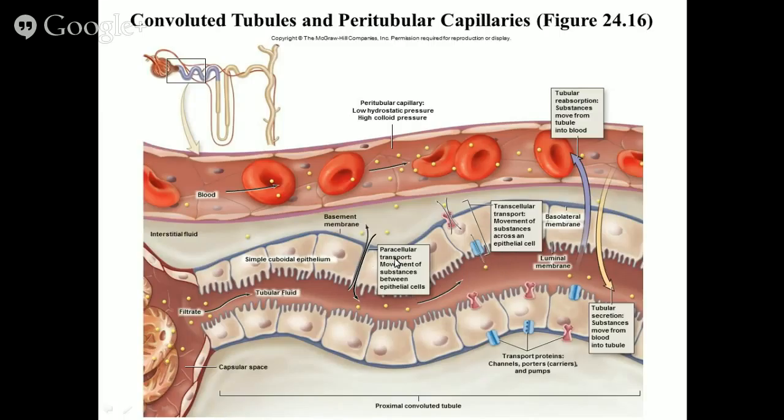So para is talking about in between, trans means across. So paracellular is in between two cells. Transcellular means across a cell. So they're using these special transport proteins to move things across the cell into the interstitial fluid and ultimately into the blood. You'll notice that these transport proteins all look different. The reason for that is because each one is responsible for binding a certain constituent out of the filtrate and allowing that substance to be returned back to the blood of the body.